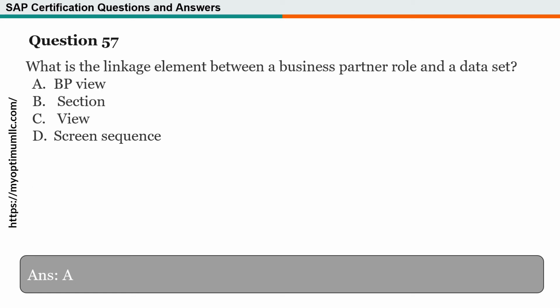Question 57. What is the linkage element between a business partner role and a data set? A. BP view. B. Section. C. View. D. Screen sequence.